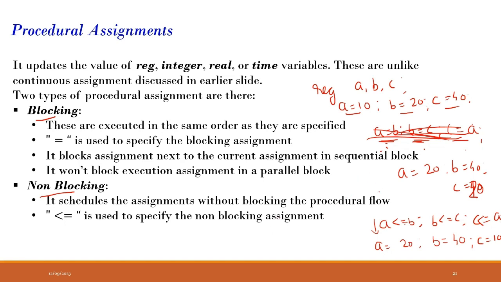See, you have written A is equal to B. Then you have written A is less than or equal to B. Then you have written B is equal to C. That means it will occur in this sequence. But suppose you write B is less than or equal to C over here, then this line of code and this line of code will be executed simultaneously at the same time.